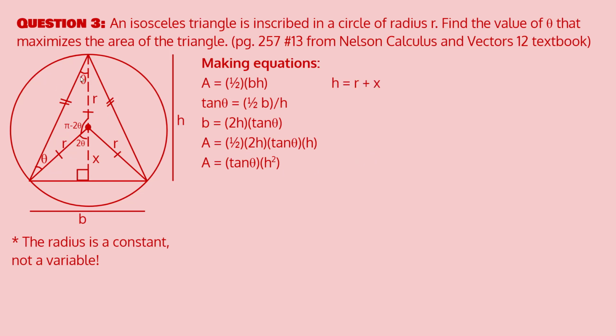So the height is going to represent the radius plus this length x. It's okay that we have radius, because remember, the radius is just a constant, so that's fine if that's in our final equation. What we don't want is x. So let's look at how can we get rid of x.